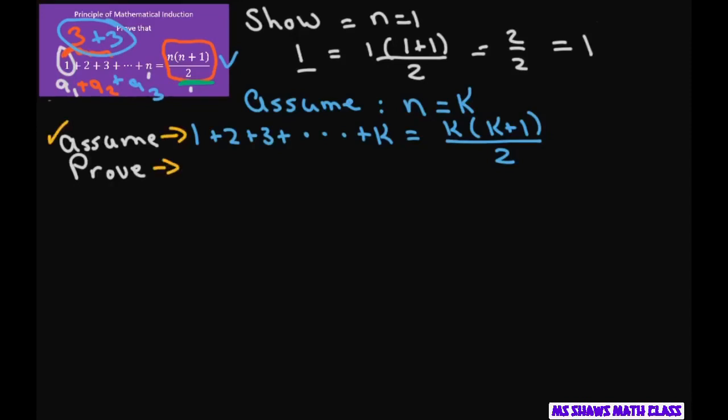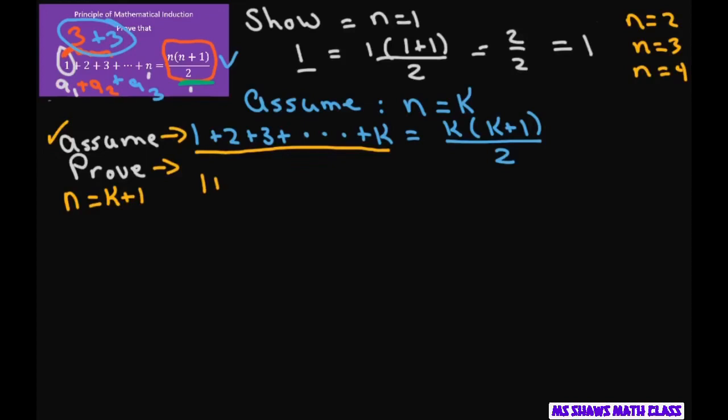The prove part means we want to prove that it works for n equals k plus 1, which means the next number, just like we did here. Did it work for n equals 2? Did it work for n equals 3? Does it work for n equals 4? And so forth. So for any next number, k plus 1. So what you do is you copy this part down: 1 plus 2 plus 3 plus dot dot dot plus k. Now the next number is your k plus 1. So that would be your next number. If this was 5, then the next number would be 5 plus 1, which is 6. So that's what that means.